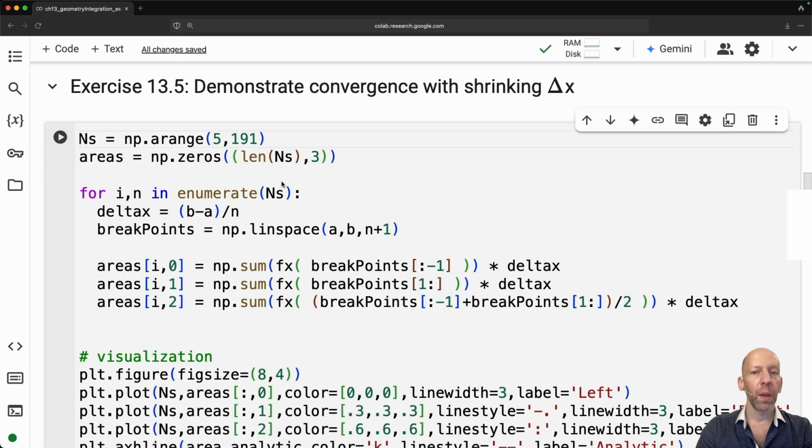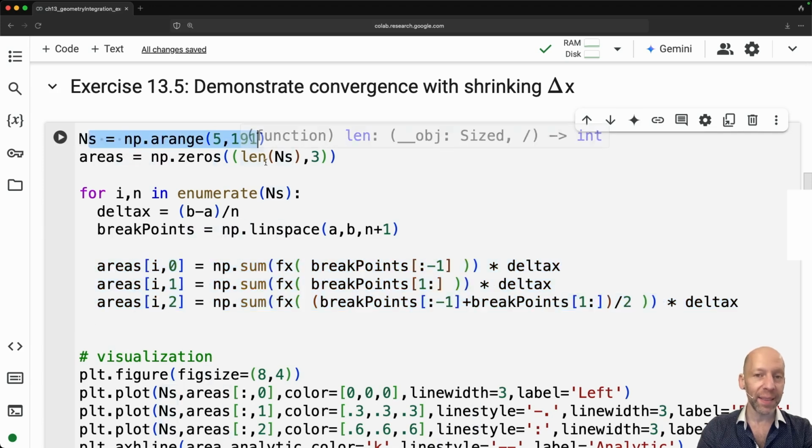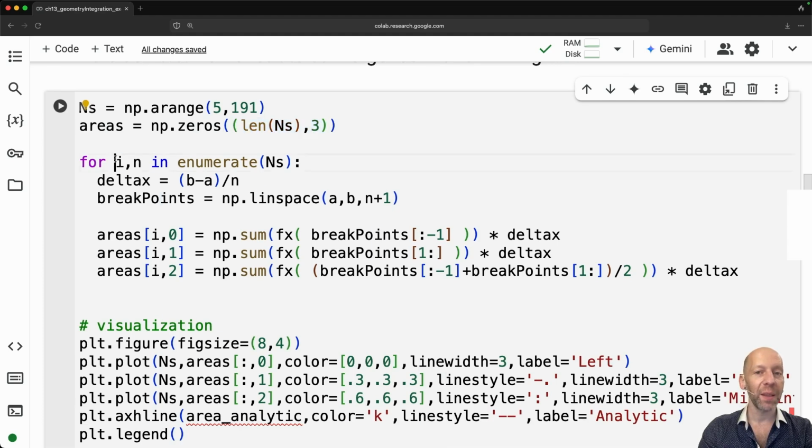So this code is actually not very difficult once you have already implemented the formula for calculating the breakpoints and also the actual calculations of the approximations for the different Riemann sum rules. Here I specify the vector of n's, and this is for storing the results. So you see it's going to be a 185 by 3 matrix. Okay, and then inside this for loop, I have to recalculate delta x, because delta x is going to change as the resolution changes, of course.